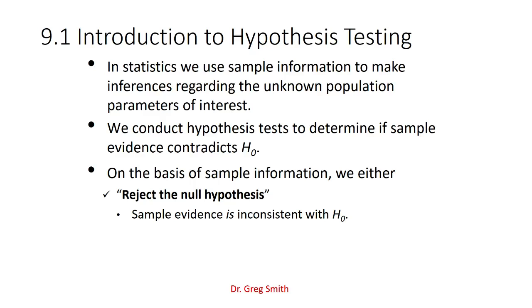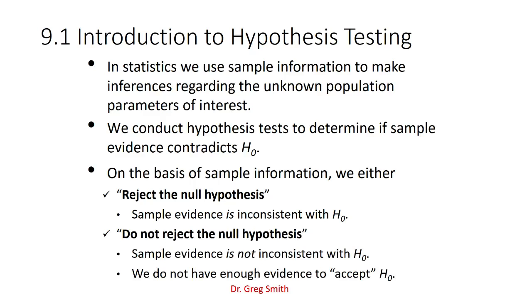So if we gather enough information, we'll reject the null. Our sample evidence is inconsistent with the null and is overwhelmingly in favor of the alternative hypothesis. However, we will never talk about the alternative hypothesis in our final statement. We either reject the null or do not reject the null. We never accept the null hypothesis because we'd have to have absolute evidence that this is the case.